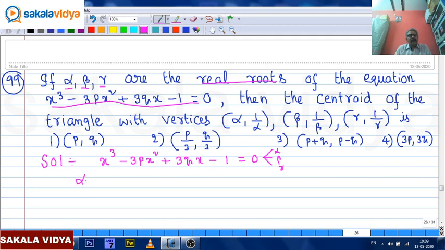We can find alpha plus beta plus gamma, that is minus x square coefficient by x cube coefficient, 3p. This is also called S1. S2, alpha beta plus beta gamma plus gamma alpha, equals c by a, this will be 3q. Next alpha beta gamma is minus d by a, so plus 1. Now we know these values.